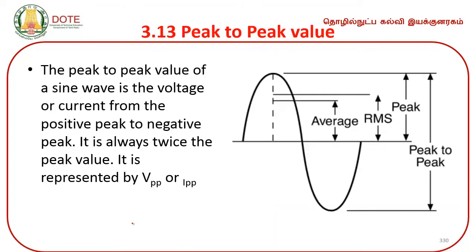Then peak to peak value. The peak to peak value of a sine wave is the voltage or current from the positive peak to the negative peak. It is always twice the peak value. It is represented by Vpp or Ipp. So, this is your peak to peak voltage, whereas this is the peak voltage.